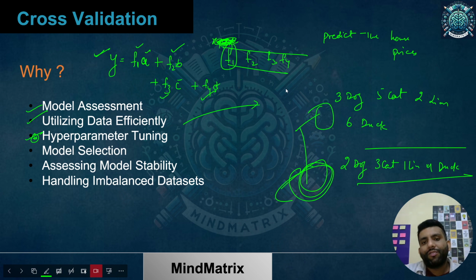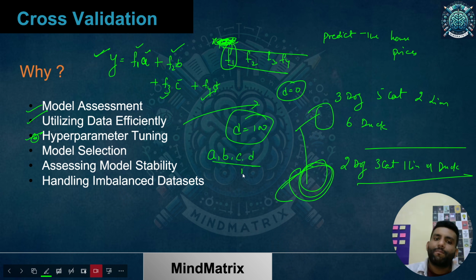For example, if I just keep d equal to 0, then it means for predicting the house prices, I'm not even considering f4. But if I say d is equal to 100, that means my f4 feature matters a lot for predicting the house prices. Are you getting how my A, B, C, D are helping out in predicting the prices? So these are just parameters: A, B, C, and D. These are just parameters.